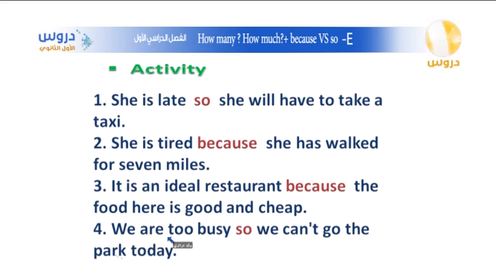Number 4, we are too busy. We are too busy, so we can't go to the park today or to the cinema today. We are too busy. If you ask yourself why, then we can't go to the park today or we can't go to the cinema today would not fit here. So this tells you that you have to use so.